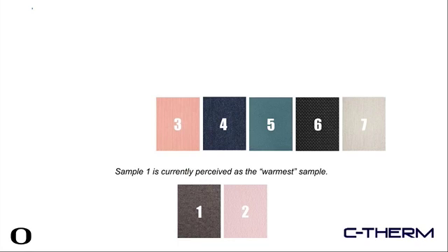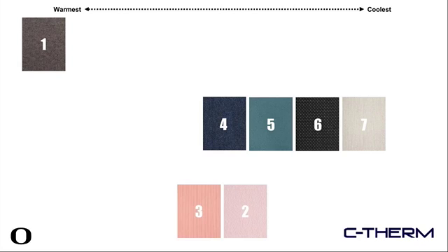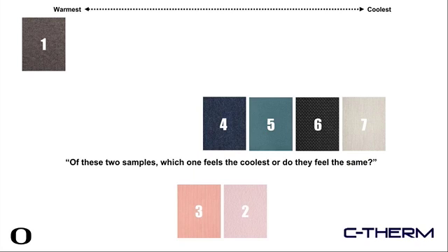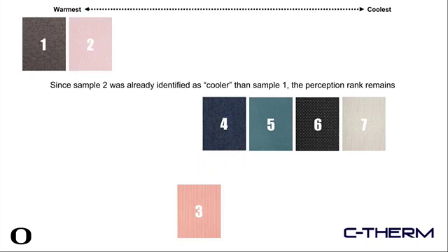In this case, sample 1 is currently perceived as the warmest sample, and we're going to place that at the top of our table and call that the warmest. Then we introduce sample 3. The same question as before: of these two samples, which one feels the coolest, or do they feel the same? In this demo, the subject says sample 3 feels cooler. So since sample 2 was already identified as cooler than sample 1, the perception rank remains 1 and 2.